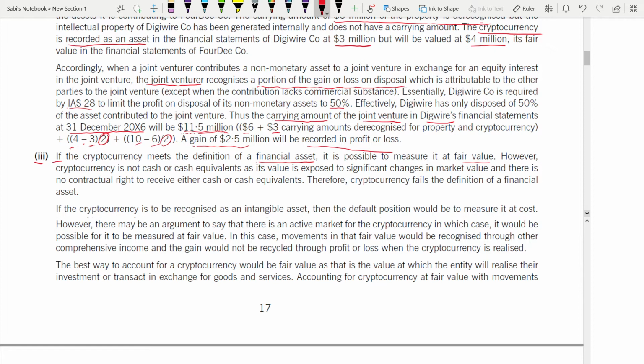Here in this case, you also have to mention the properties of cryptocurrencies. What is it? Cryptocurrency is not cash or cash equivalent. That is one feature. The value is exposed to significant changes in market value, and there is no contractual right to receive cash or cash equivalent. That is another thing. So therefore, cryptocurrencies fail the definition of financial asset. That means it's not a financial asset because of these reasons.